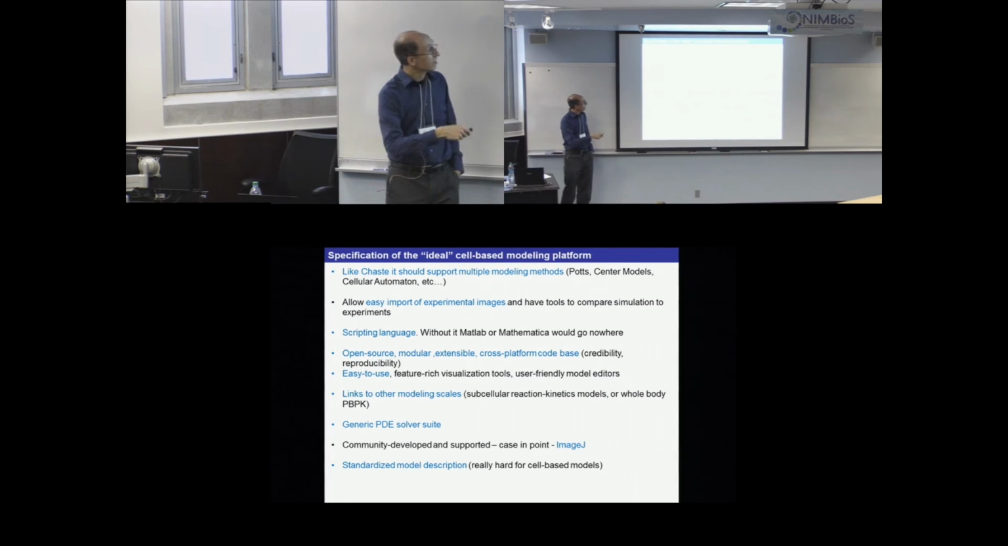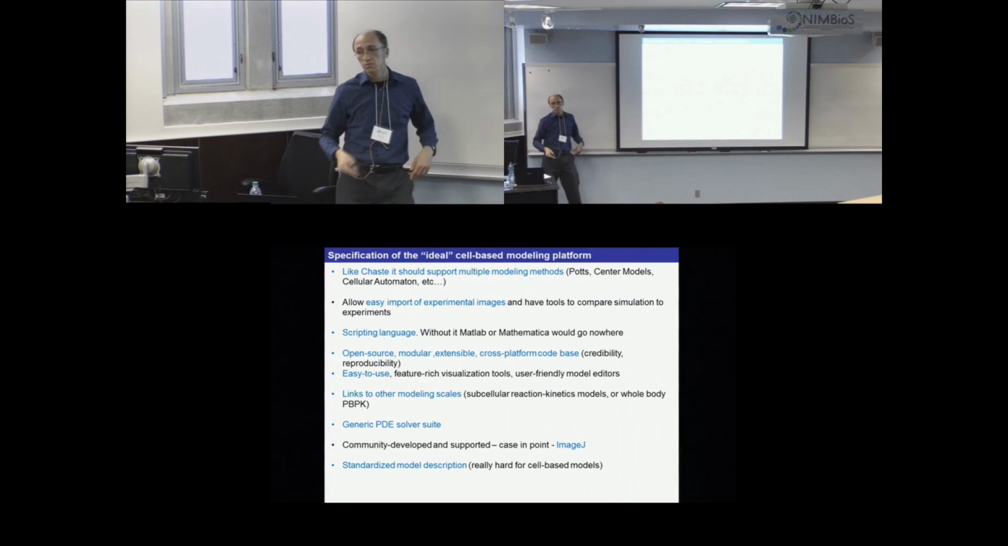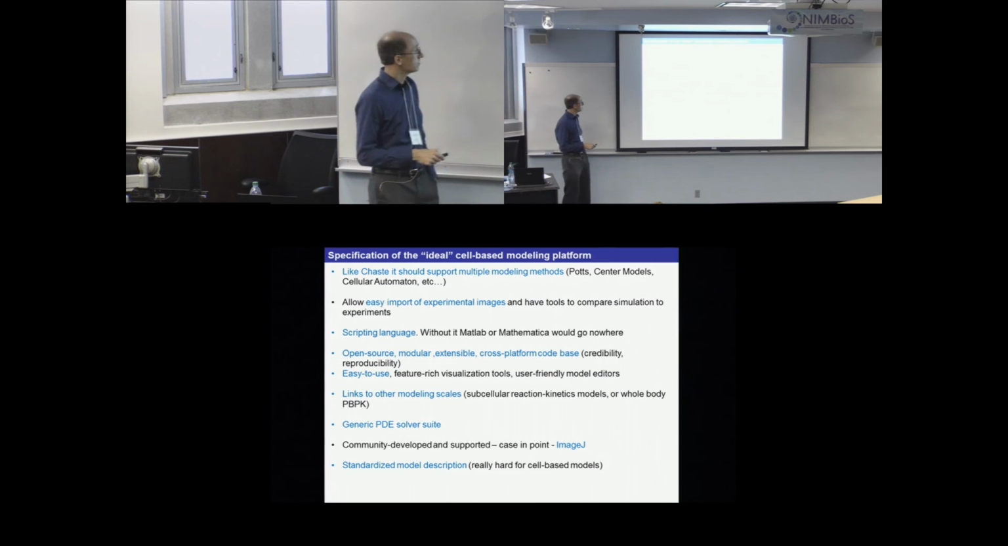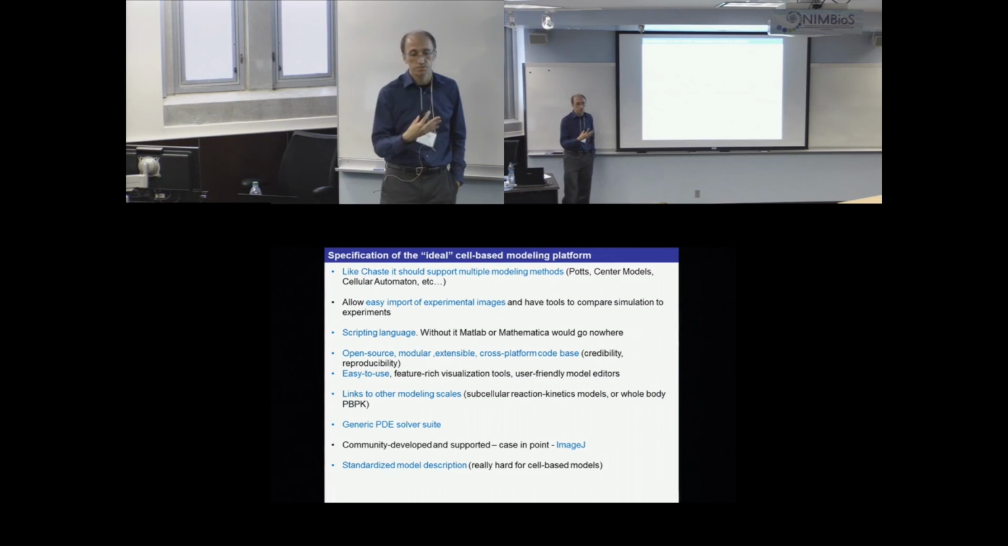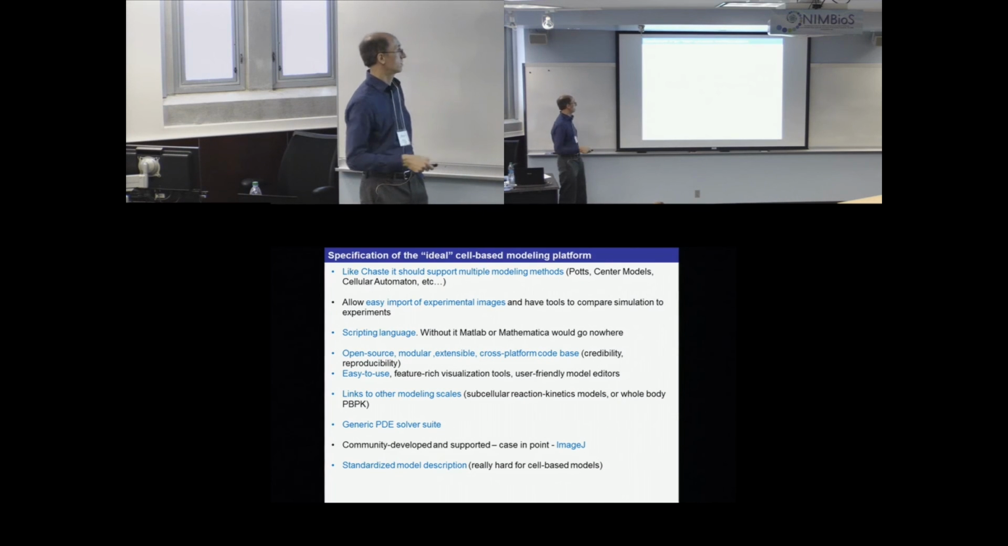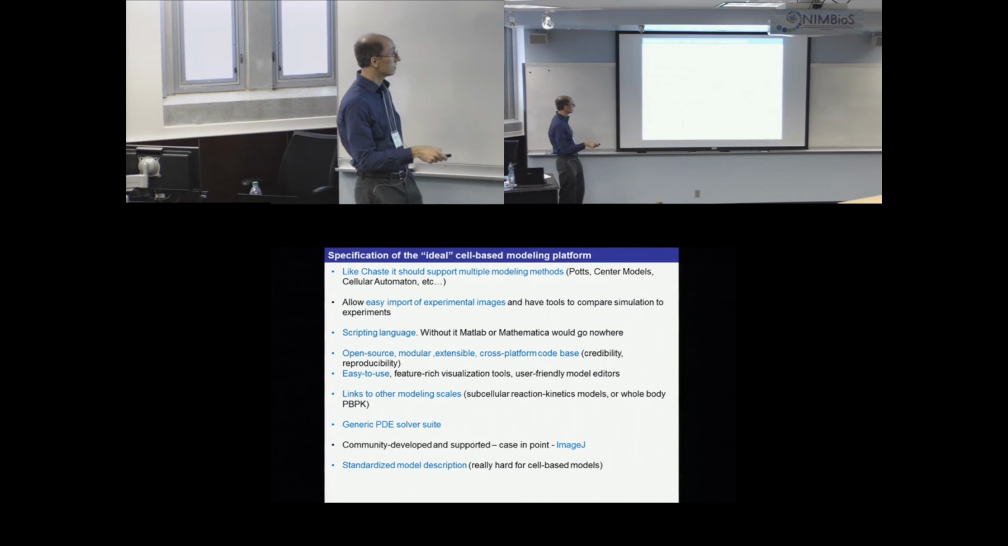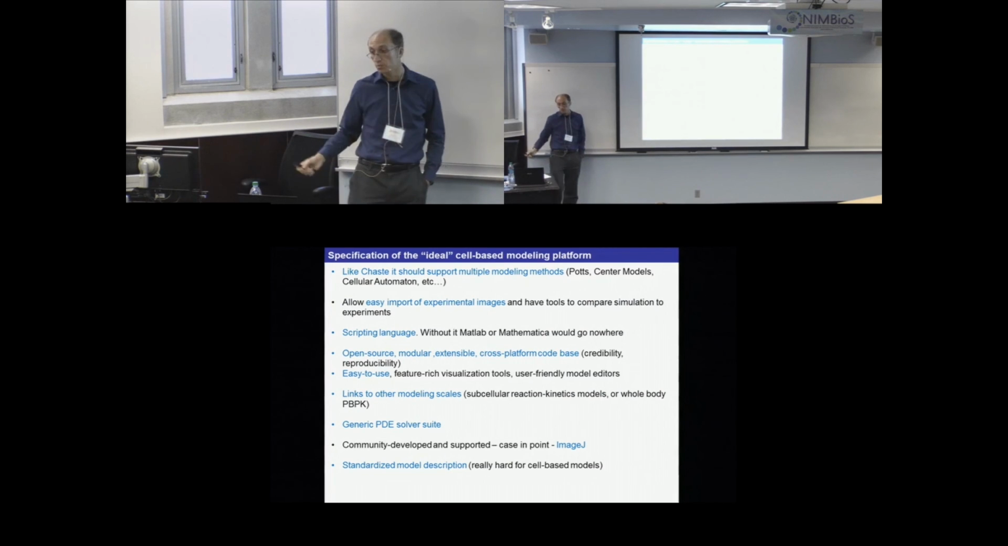It should also allow linking to other scales, because sooner or later we have to parameterize our cell behaviors using subcellular networks or other types of subcellular simulations. Of course, we need a decent PDE solver suite there, because all of our models require those. Ideally, community-driven and supported, just like ImageJ. They are a success story too. Kevin Eliceiri did a fantastic job. And this would be ideal, though I'm not sure how achievable it is: a standardized model description.